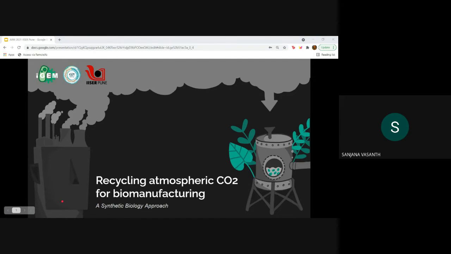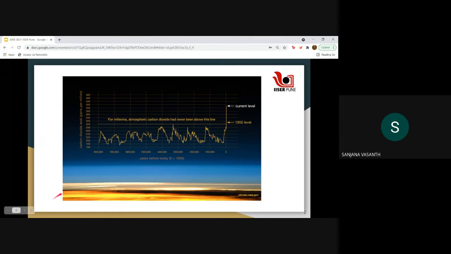Hello, I'm Sanjana from Team ISER Pune, and this year we're working on recycling atmospheric carbon dioxide for biomanufacturing using synthetic biology. Carbon dioxide levels are off the charts, and we must bring them down to minimize the worst effects of climate change. Annually, around 43 billion tons of carbon dioxide are emitted into the atmosphere.